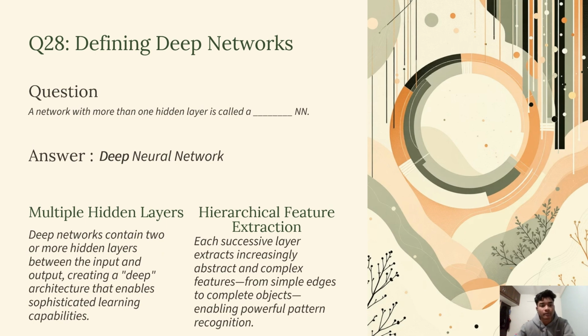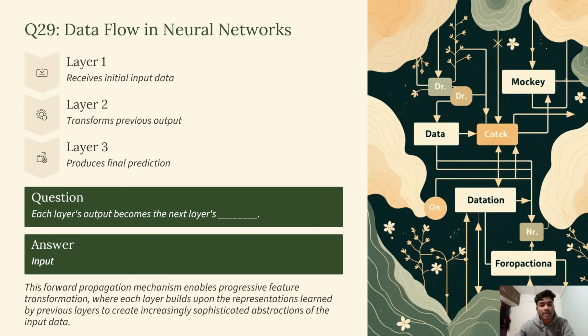Question number 29. Each layer's output becomes the next layer's input. In a neural network, each layer's output becomes the next layer's input. This process is called forward propagation, and it helps the model gradually build more meaningful features from the raw data.